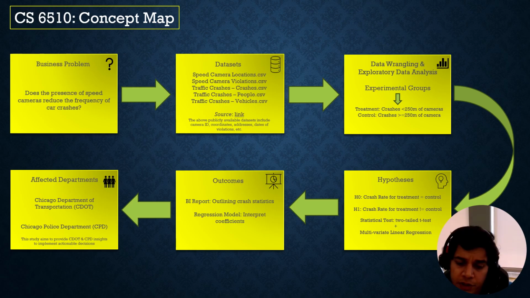Since I'm not too concerned with the direction in which the differences lie, I'm performing a statistical two-tailed t-test. The outcomes will be a BI report outlining the various crash statistics that I come up with, as well as a regression model, which will help viewers understand how individual factors contribute to the crash rates. Coming out of this, I'm hoping that the appropriate government authorities, such as the Chicago Department of Transportation, as well as the Chicago Police Department, make some data-driven policy changes.